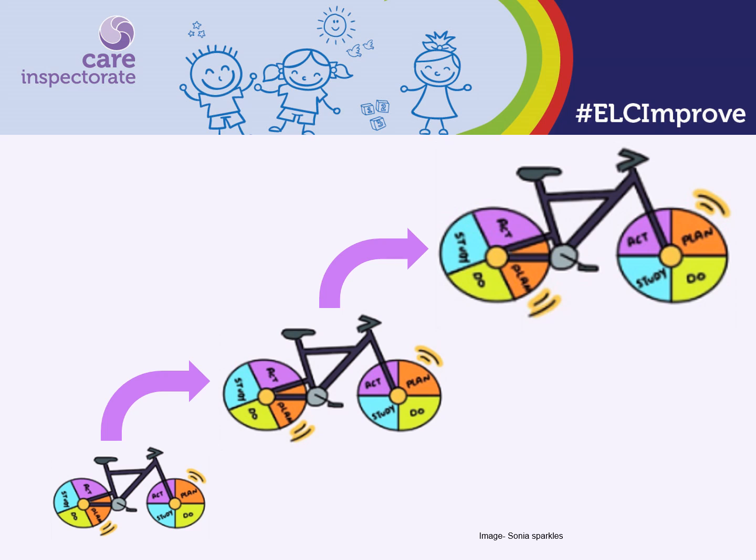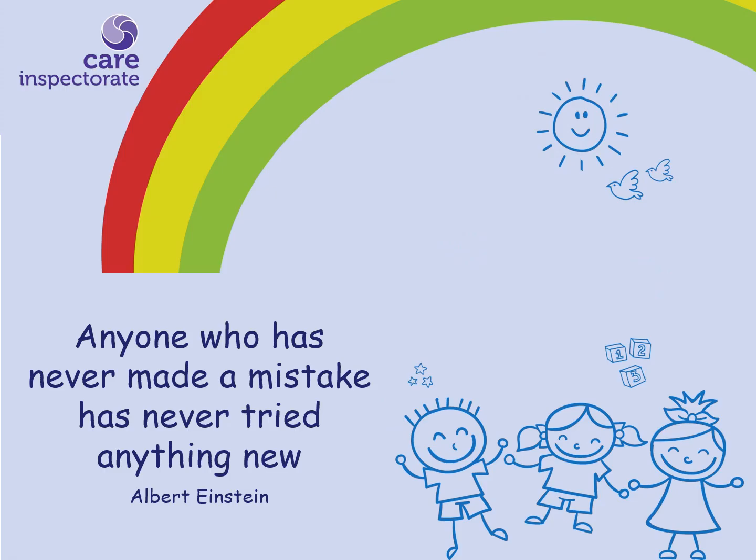The PDSA cycle allows you to see what works well and what doesn't, and gives you the opportunity to try out new ideas before adopting them. You should carry out as many PDSA cycles as you need in order to be confident in your changes before fully adopting and embedding the improvements that you have made. Before watching the next session, carry out your first test of change using the PDSA cycle.